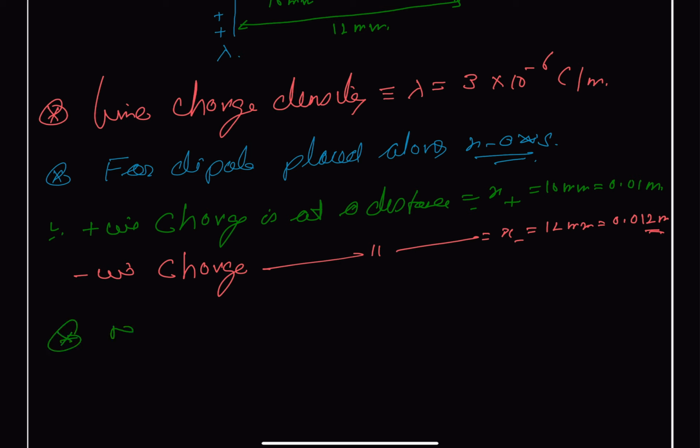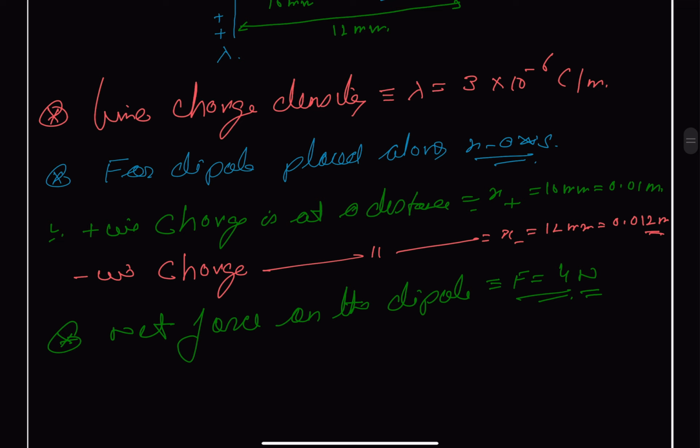Net force on the dipole is, let us suppose F is given as 4 Newton. We are going to calculate the actual net force and equate it to the given net force, which is 4 Newton, and from there we can easily find out the positive or negative charge, whatever it is, because the charge will be the same.